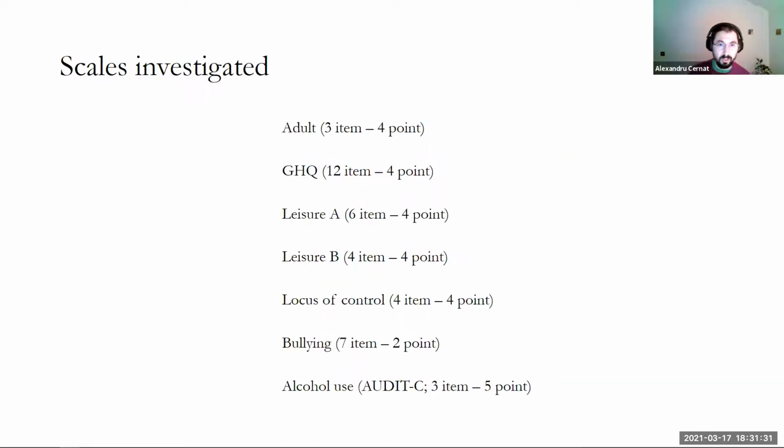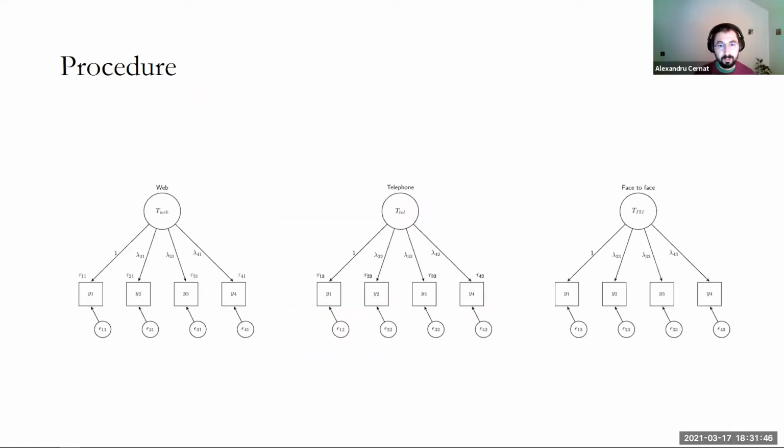So we look here at a couple of scales: adult GSQ, 2 scales measuring leisure, locus of control, bullying, and alcohol use. And here you see the number of items for each one and the number of response points. Just a reminder, what we do here is we have 3 groups. We have a concept measured by web, by telephone, and by face-to-face. And then we compare the loadings and the intercepts and see if they're the same.